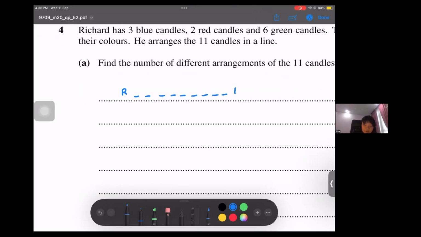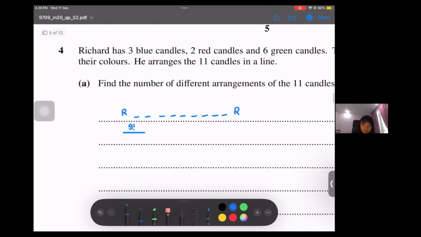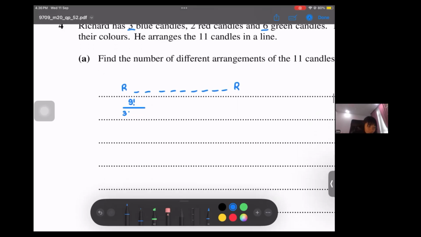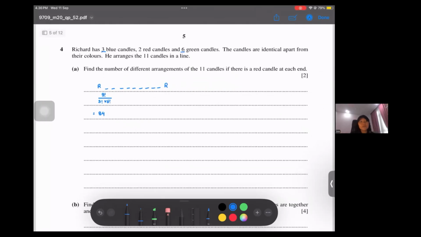And R. That means we have a total of 9 empty spaces that we can put in. So we can put 9 factorial divided by, since it is stated in the question that there are 3 identical blue candles and 6 identical green candles, so we must place in 3 factorial multiplied by 6 factorial. Put this value into your calculator and we will get the value of 84. And that is the answer to question number 4A.